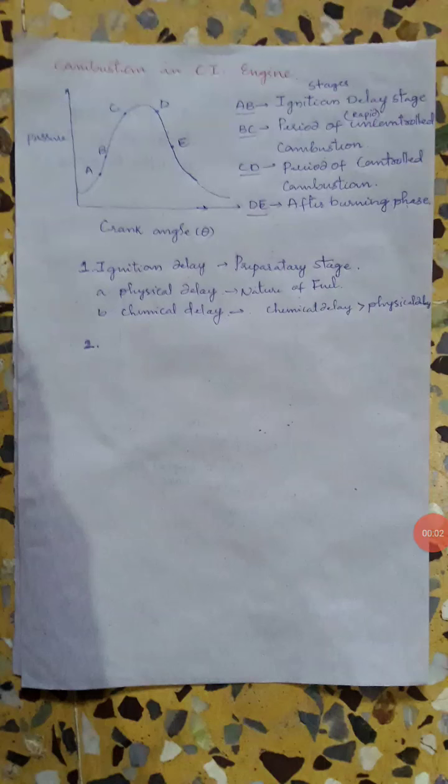Okay friends, today we discuss the combustion in a CI engine, that is a compression ignition engine. So in a compression ignition engine, what happens? Only air will get compressed to higher pressure and temperature. Over that, the fuel will be injected.